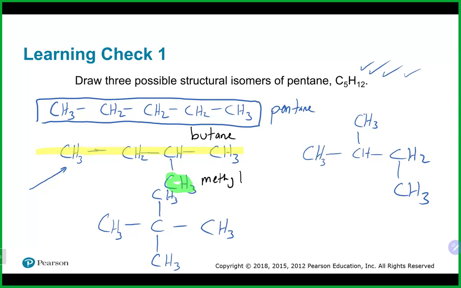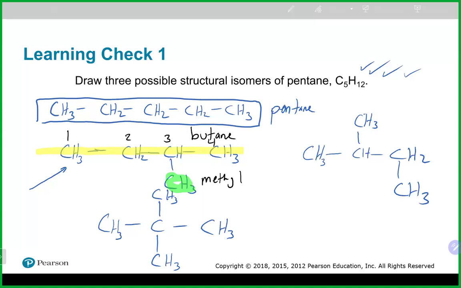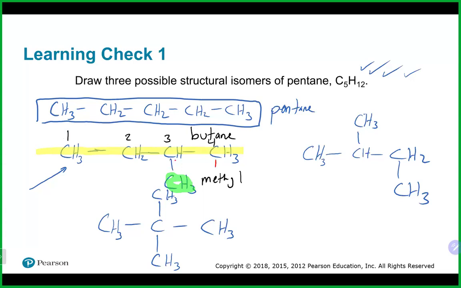And at this point, we then want to number our longest chain. You could probably just see it from looking at it, but we'll do both. You could go 1, 2, 3, and 4, and going in that direction, my group is going to be at carbon number 3. The other option would be to number it in the other direction, which will give me 1, 2, 3, and 4.